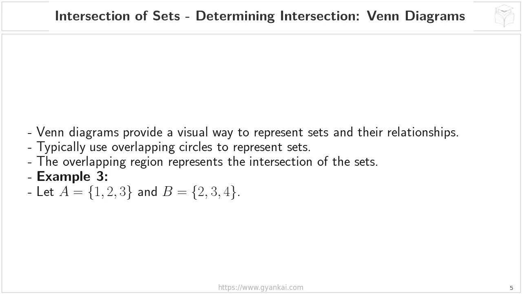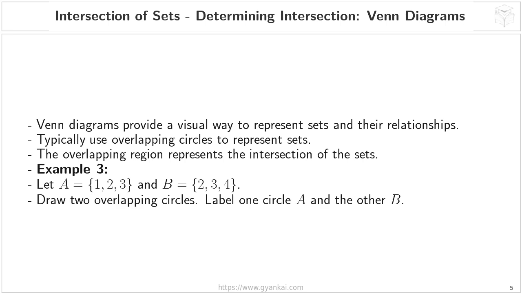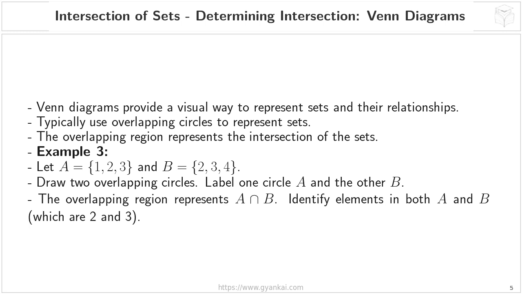Let's define 2 sets. Set A contains the numbers 1, 2, and 3, and set B contains the numbers 2, 3, and 4. Now imagine drawing 2 circles. Draw one circle and label it A. Then draw another circle that overlaps with the first one and label this one B. The area where these 2 circles overlap represents the intersection of A and B. That is, A intersection B.